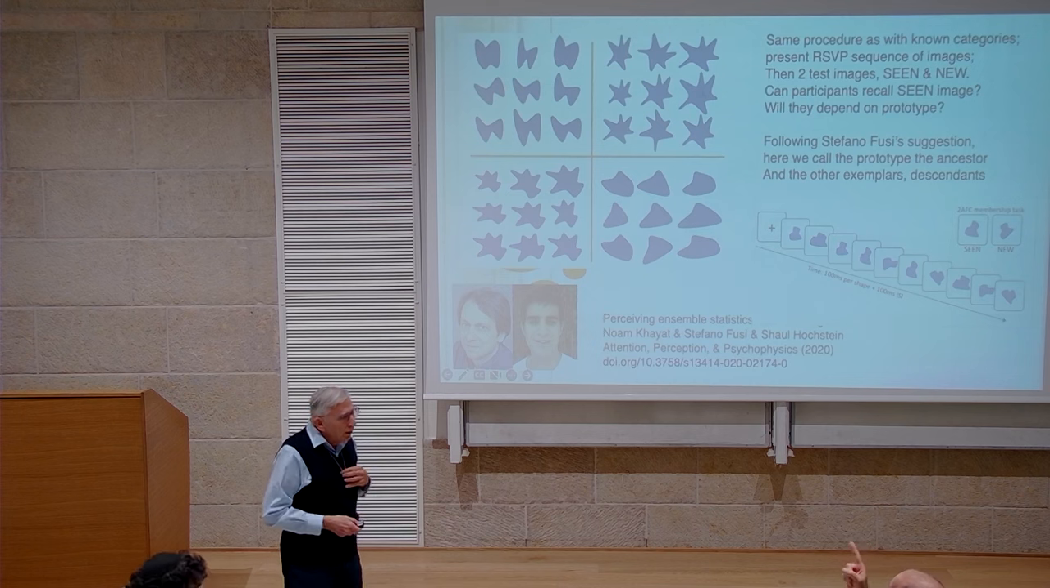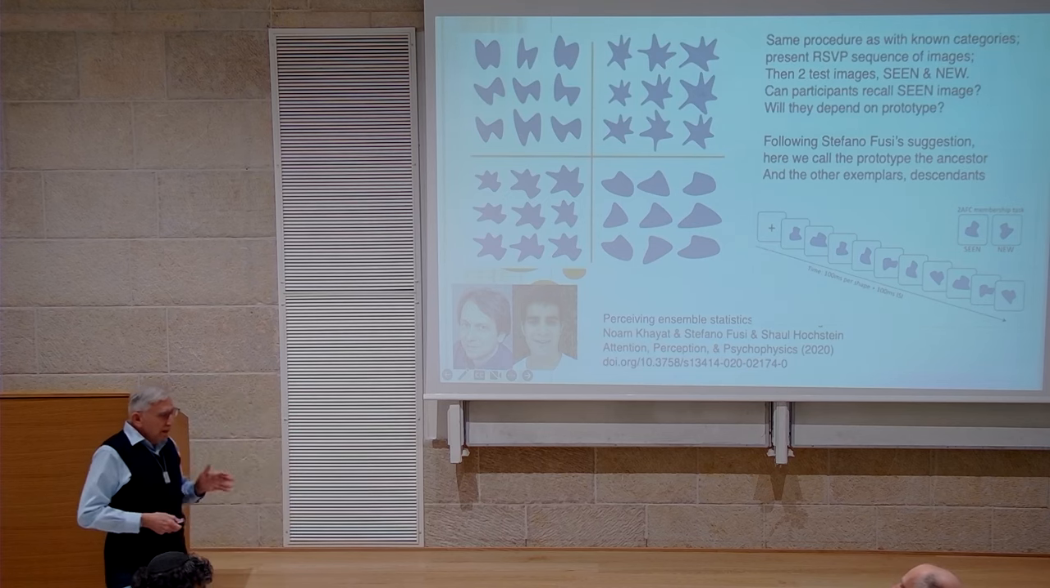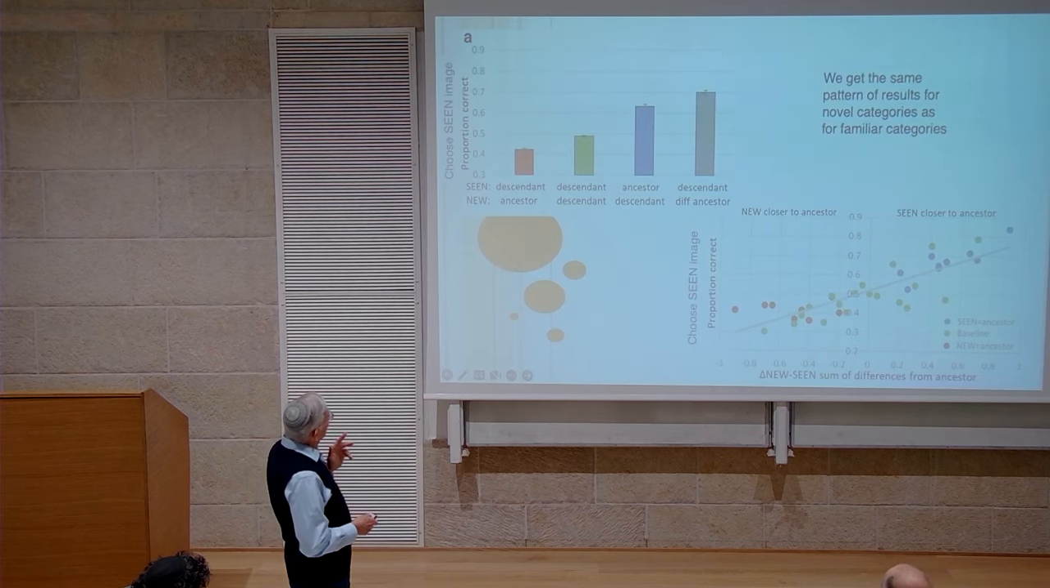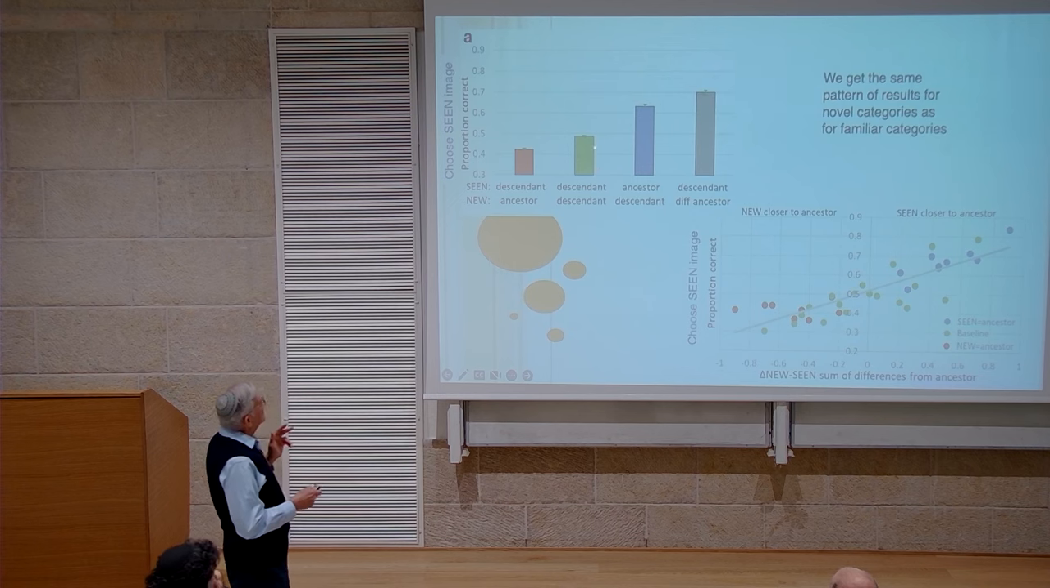But Shaul, here they were equidistant from the prototype. Did you have a case where you change the distance and see an effect? Yes, we did. I think we're going to get to it. First of all, when they're both descendants, they do about 50-50.